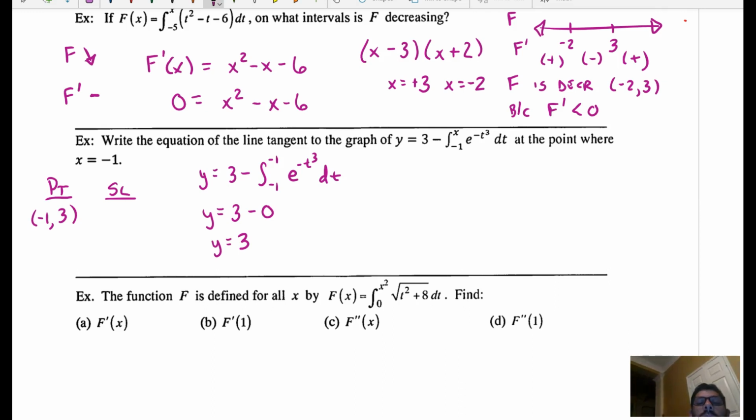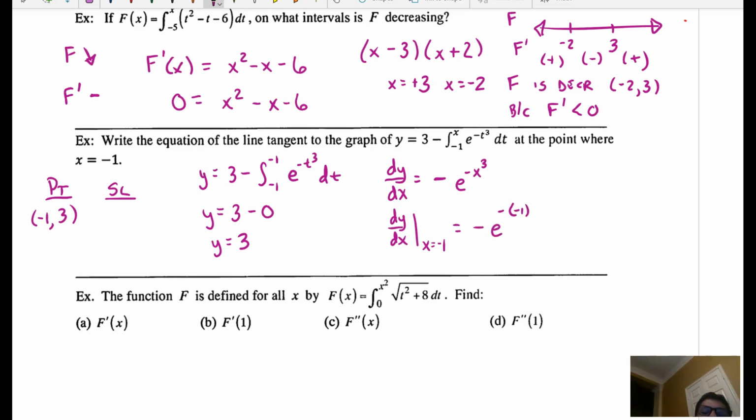The slope of the tangent is going to come from the derivative, so dy dx. The derivative of that constant 3 is 0. Then we have minus the derivative of an integral where the upper limit is a function of x. We're going to plug the upper limit into the integrand times the derivative of the upper limit, which is just 1. And then when we evaluate dy dx at x equals negative 1, it gives us negative e to the negative of negative 1 cubed. This is going to be negative e to the positive 1.